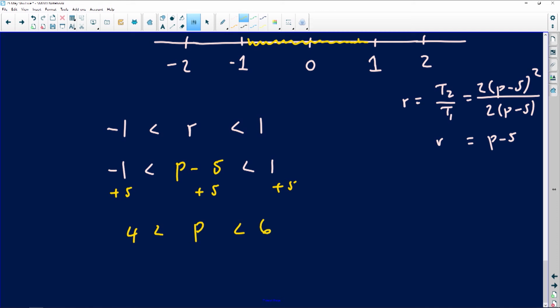So all p values that are between 4 and 6 will make this particular series converge. Awesome stuff. And then the last part of this says to us we need to now find the sum to infinity if p is 4.5.